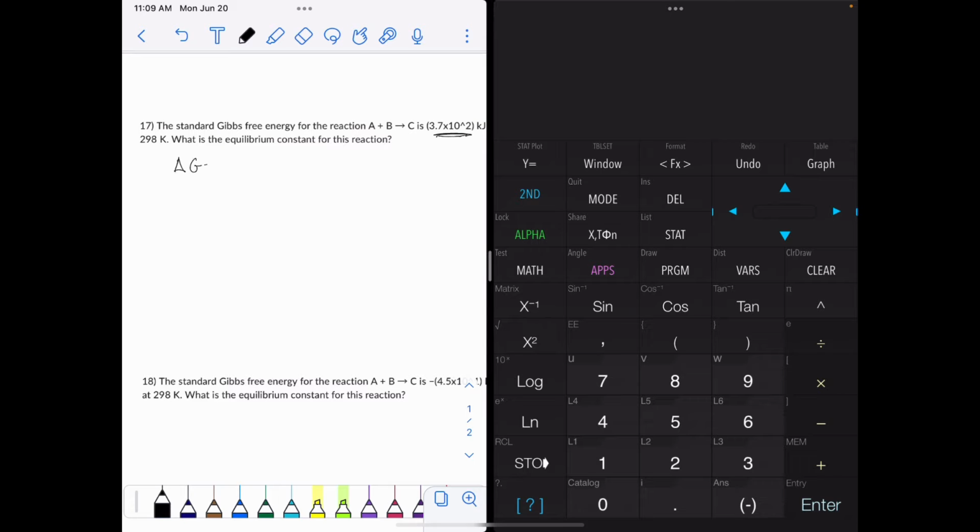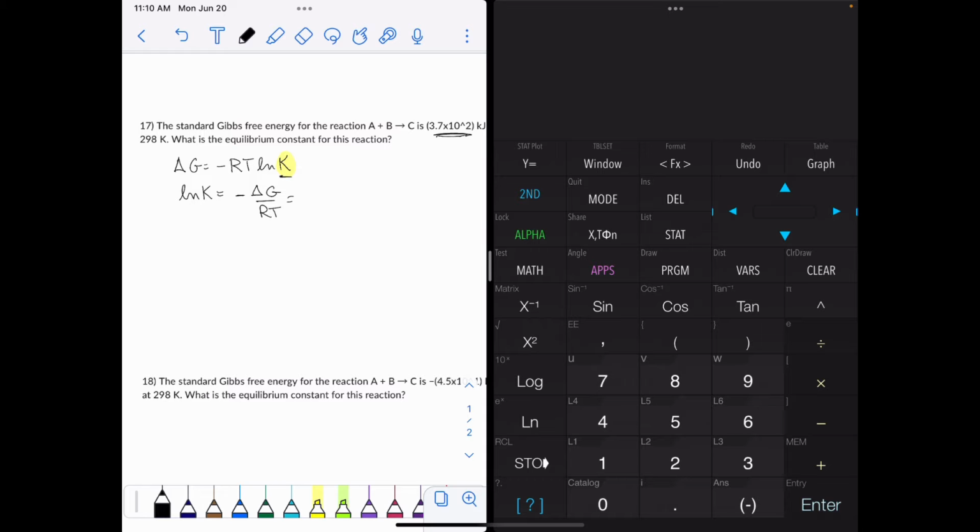The equation here is delta G equals minus RT natural log of K. We're trying to find K. Notice that it is inside the natural log, and we're given delta G, so we have to get it out. I like to first solve for the natural log of K, and then we'll do the inverse log afterwards. So log of K is equal to negative delta G over RT.